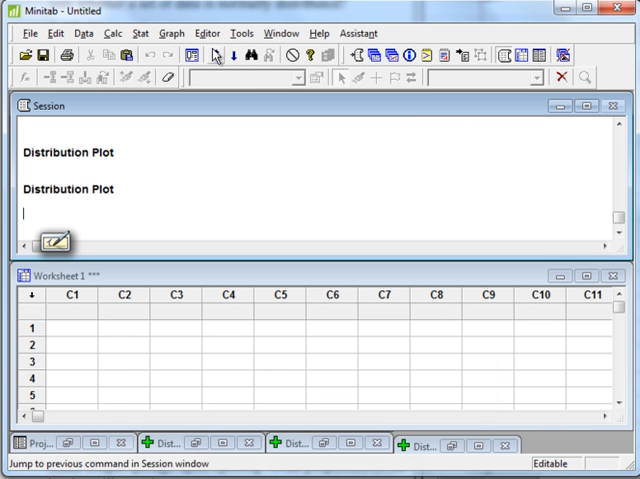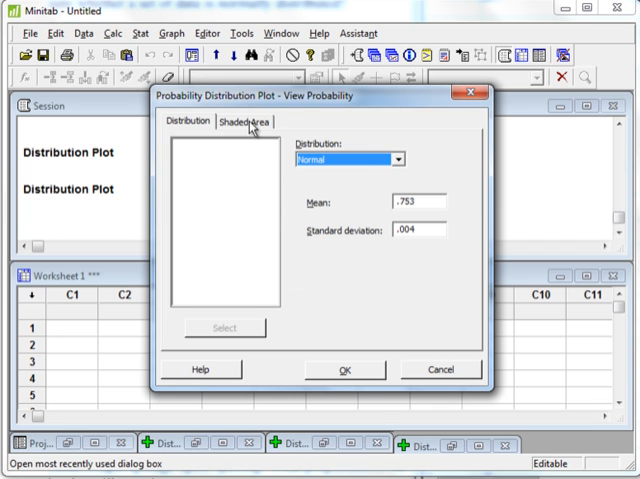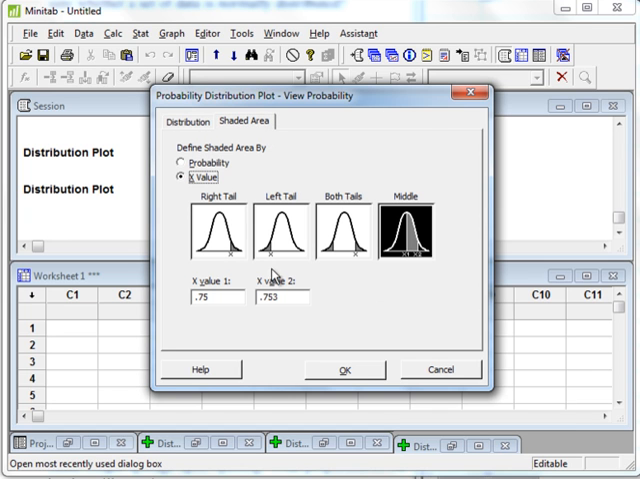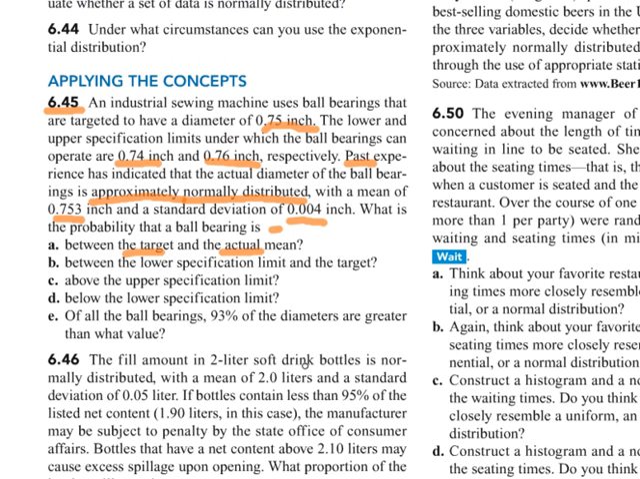Minimize this. We can open up the last dialog box we had by using this button. We'll go to the shaded area, and in this case we want to look at the lower target value, which, if we go back to the problem statement, we see the lower target value is 0.74 and the target is 0.75. So between that range, let's see what the probability is that the ball bearing is between that range.